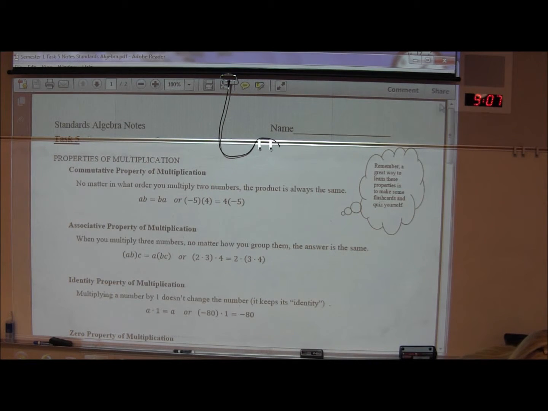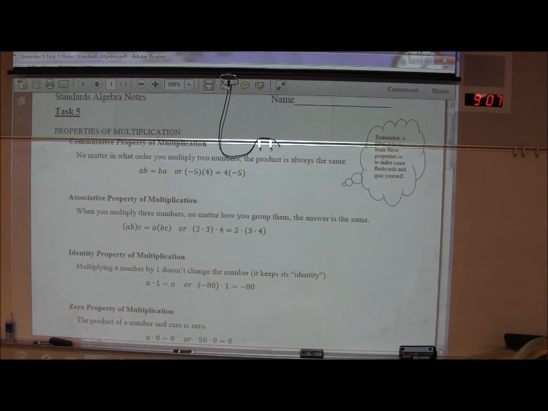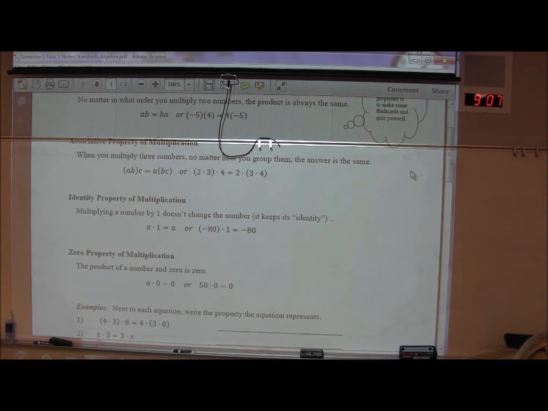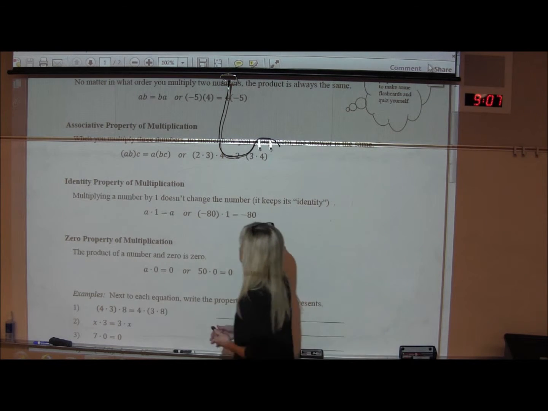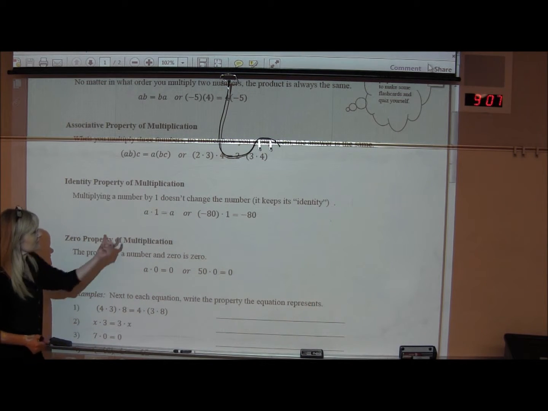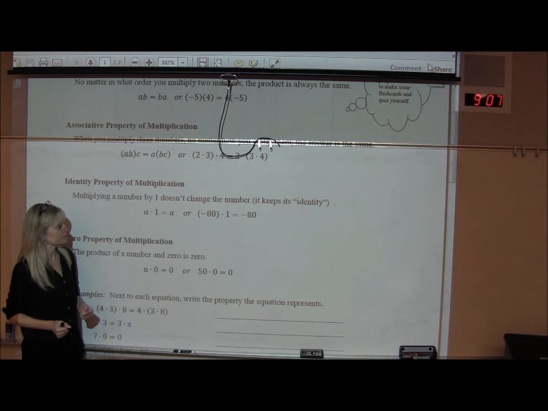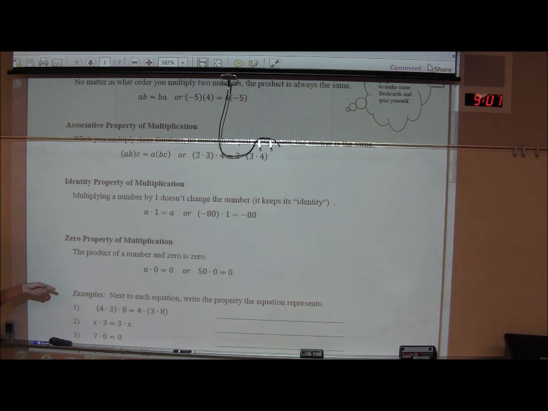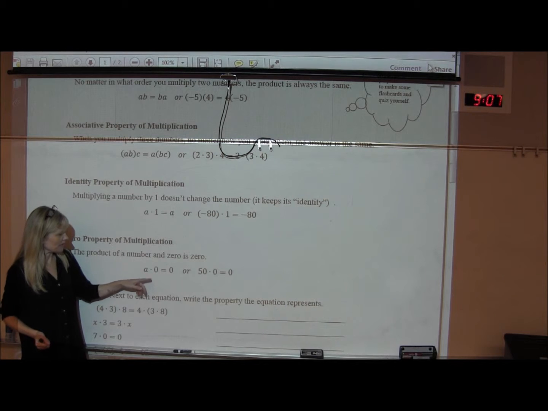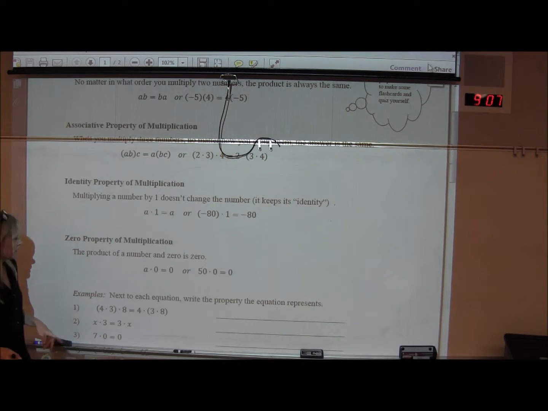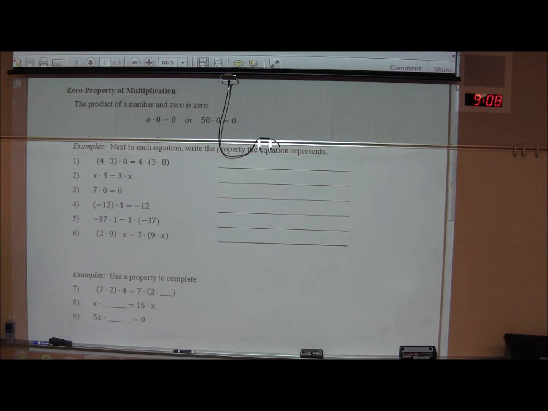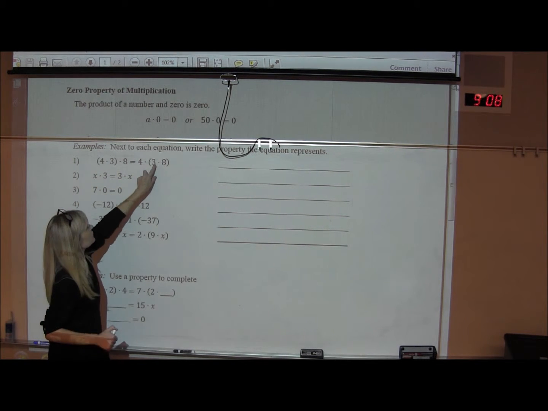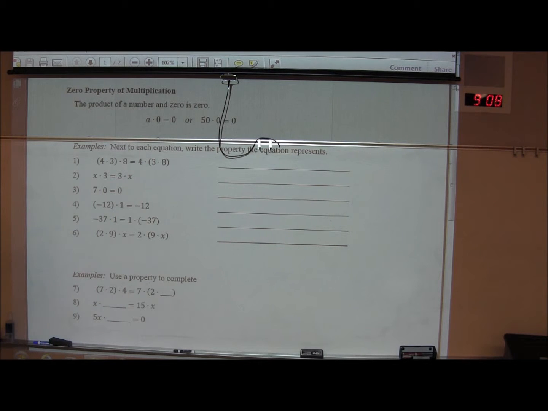And then the identity property of multiplication just says, let me see if I can make that bigger. No? Okay. When you multiply a number by 1, it retains its identity. It doesn't change. And then the zero property, as you know, when you multiply a number by 0, you get 0. Okay. So if you take a look at this one, all that's moved here are the parentheses. The order of the terms is the same.